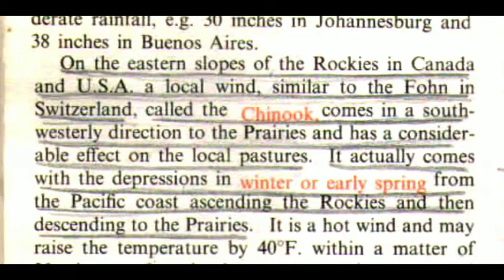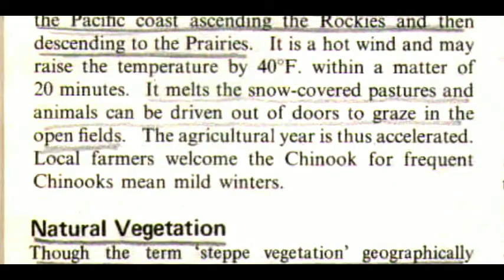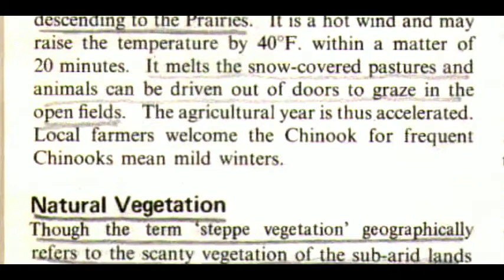On the eastern slopes of the Rockies in Canada and USA, a local wind similar to the Fohn in Switzerland, called the Chinook, comes in a southwesterly direction to the prairies and has a considerable effect on the local pastures. It actually comes with the depressions in winter or early spring from the Pacific coast, ascending the Rockies and then descending to the prairies. It is a hot wind and may raise the temperature by 40 degrees Fahrenheit within a matter of 20 minutes. It melts the snow-covered pastures and animals can be driven out of doors to graze in the open fields. The agricultural year is thus accelerated. Local farmers welcome the Chinook, for frequent Chinooks mean mild winters.